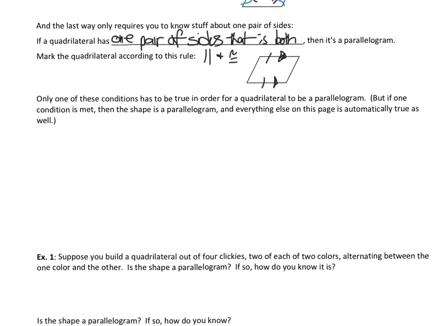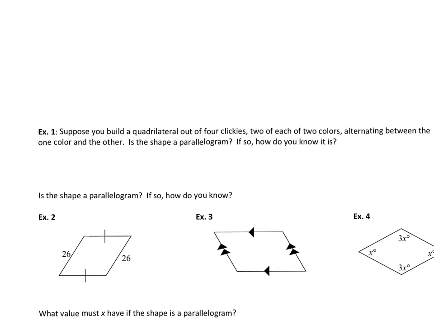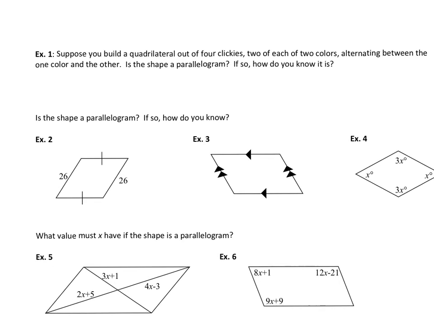Okay, so we're going to go ahead and flip our page over here, and we're going to go through a couple of examples looking at these different properties. So last semester, some of you may remember in example 1 here, it says, suppose you build a quadrilateral out of 4 clickies. So those clicky things there were a bunch of different colors. There was like purple, red, blue, orange, and you tried to make different triangles out of these different clickies. And the clickies had different lengths.